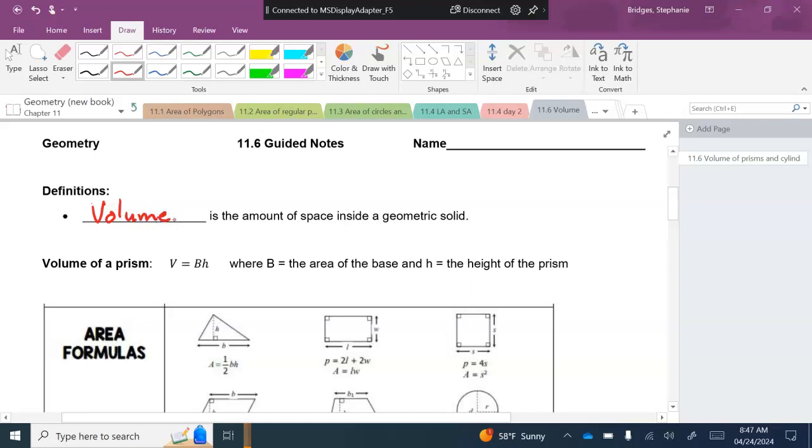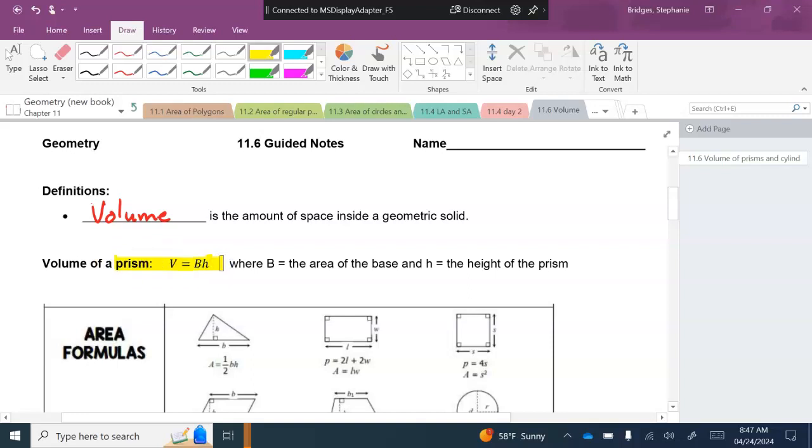Volume is the amount of space inside a solid, what you can fit inside of it, that's volume. Area is outside, covering, like wrapping it with wrapping paper. Volume is what we can fit in. And the volume of a prism is the area of the base times the height of the prism, okay?